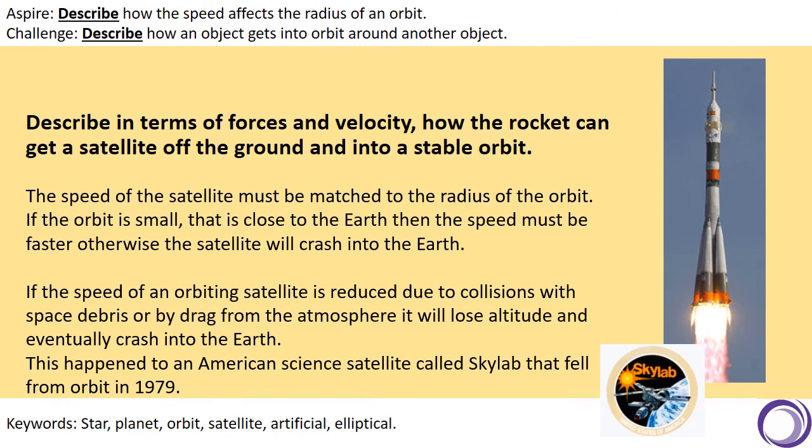In the 1970s, there was a satellite in space that the Americans used for scientific research called Skylab. And when they first put it up, they realized that it was losing a little bit of height, and they didn't have any rocket boosters on there to increase its velocity. So it ended up falling from orbit in 1979 and burning up on re-entry.